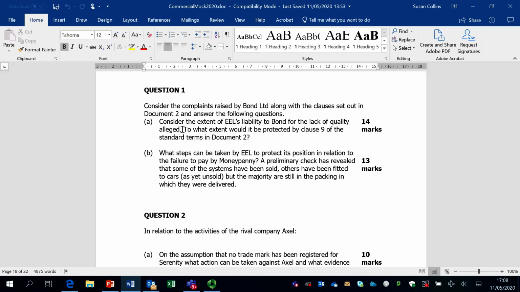The second part of the question is asking about the extent to which they'd be protected by clause 9 in the standard terms. And what clause 9 is doing basically is seeking to vary the implied position that we've just described in terms of what they would normally be liable for in terms of quality if they have not varied the position. So we therefore need now to determine what clause 9 says and the extent to which it will be effective. So let's then move to look at clause 9.